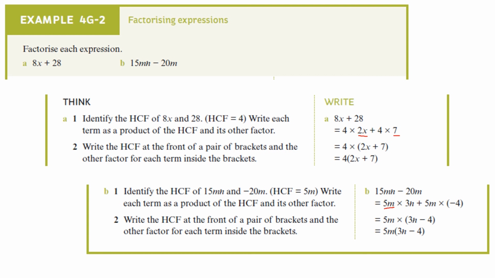They share the 5m. We already know that from here in the thinking box. Then we take that 5m out the front and we write what's left over, which is the 3n and the minus 4. And we write that in the brackets, get rid of the multiplication sign, and write it like so.